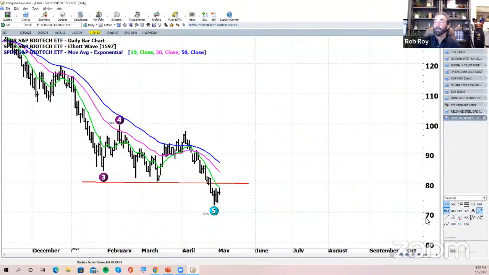Now we got a little bit of a problem before we get all the way back up to the wave 4 on the XBI. We got to get back above 80, which was support, so now resistance, and then we've got more resistance that'll be at 90. And then we got to make it all the way back up towards 100 to get back to that wave 4. So some work to do here on the biotech index.